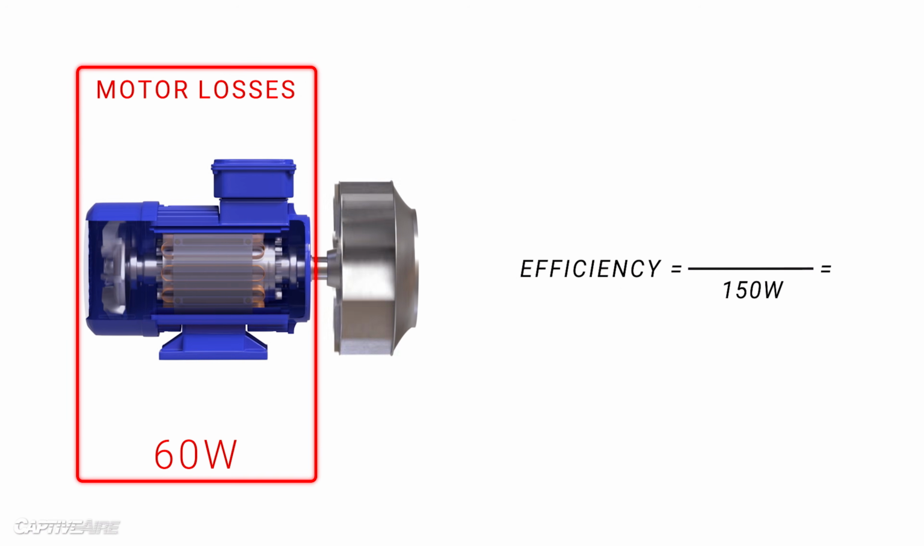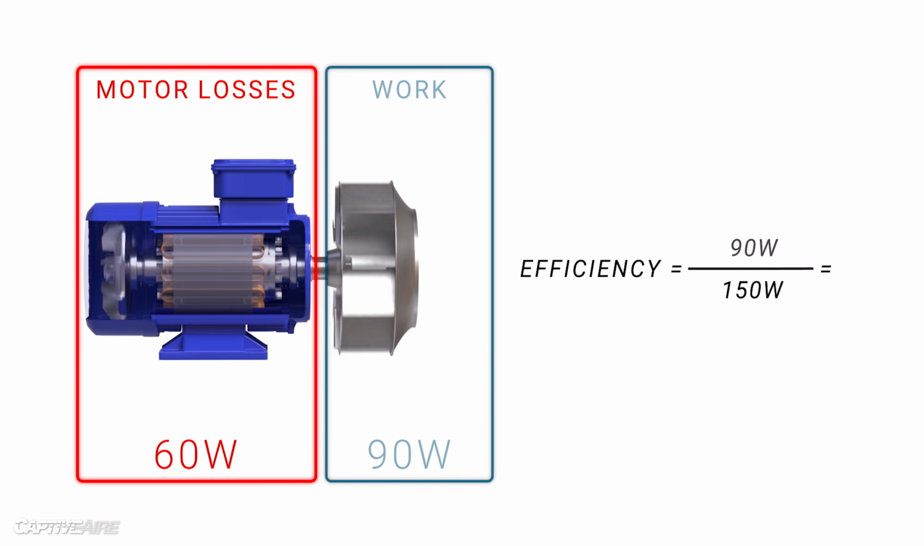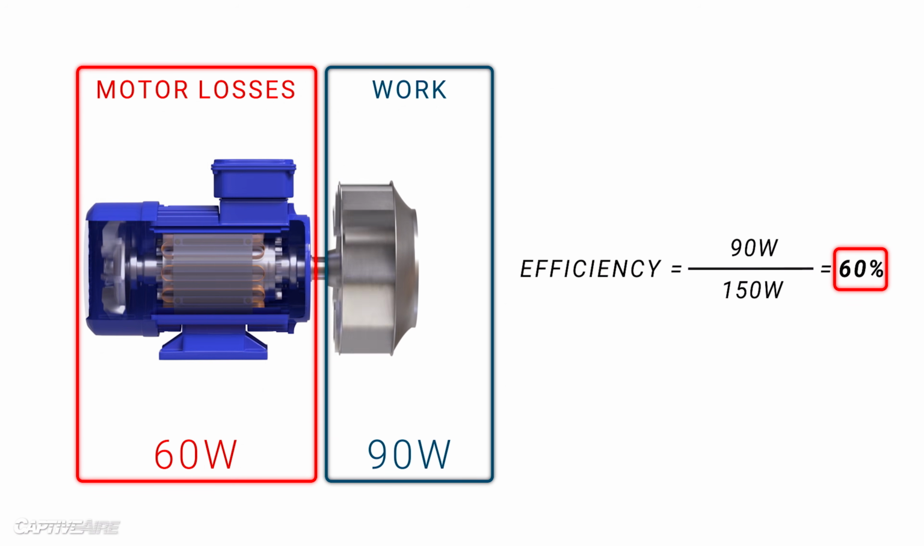60 of these watts are still going into the motor just to excite the windings and overcome bearing friction, a bit higher than before since now we have a load. And 90 watts are going into actually producing useful work by spinning the fan. If we do the math in this scenario, the motor is now 60% efficient.